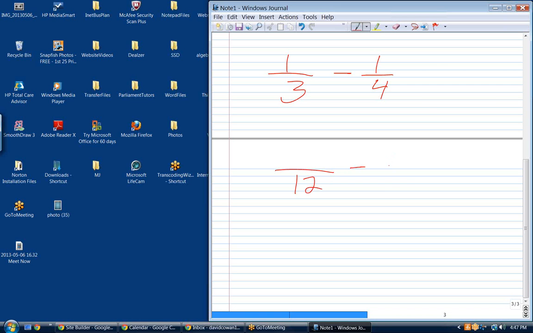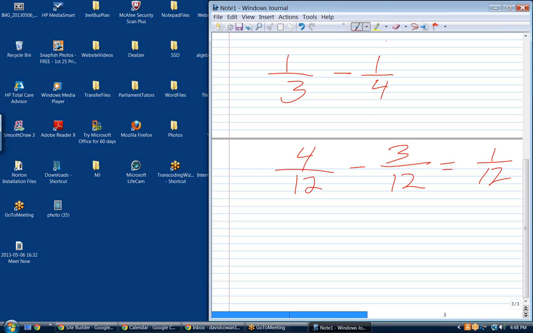No, in other words, we need different numerators. In other words, what fraction of twelfths is equal to 1/3? What did I have to do to the 3 to turn it into a 12? Multiply by 4, so it would be 4 twelfths. What did I have to do to the 4 to turn it into a 12? Multiply by 3, so it would be 3 twelfths. So what's the answer? 1/12. Very good.